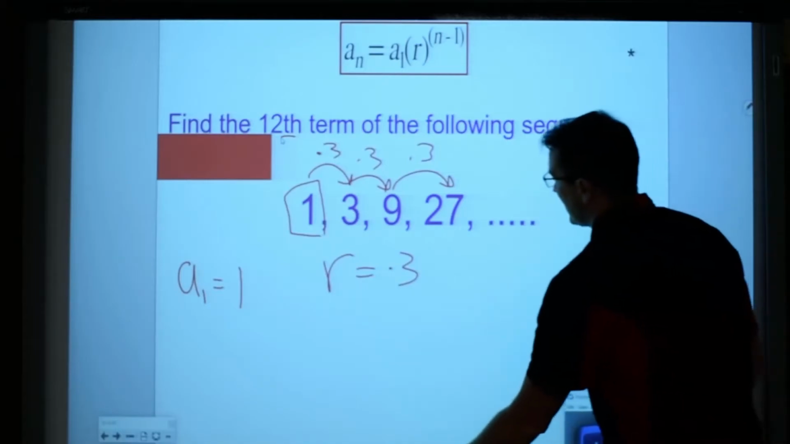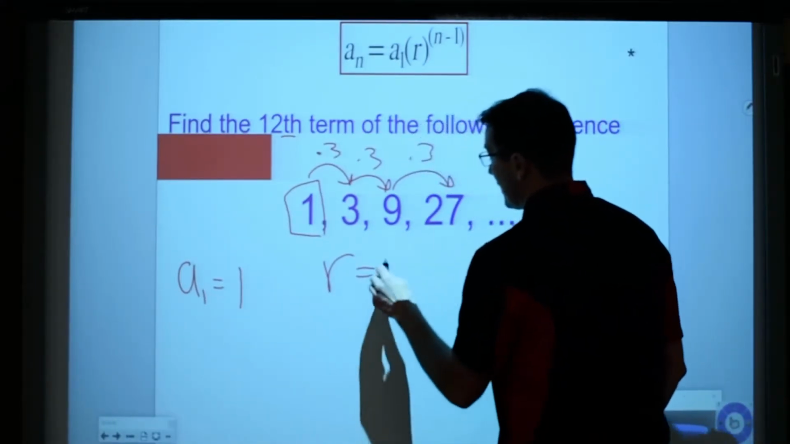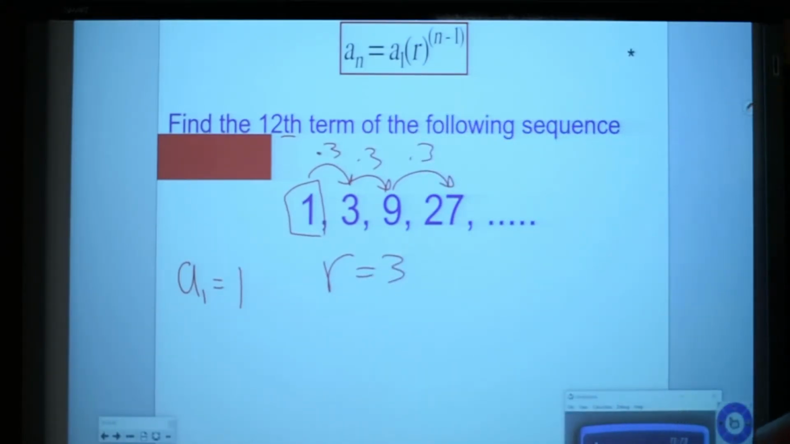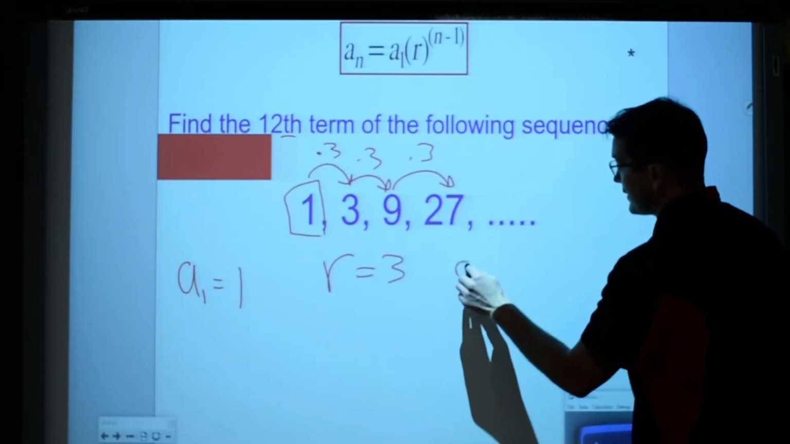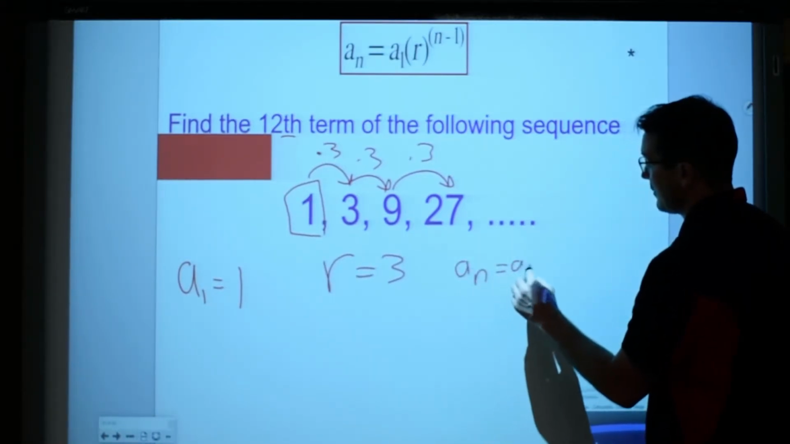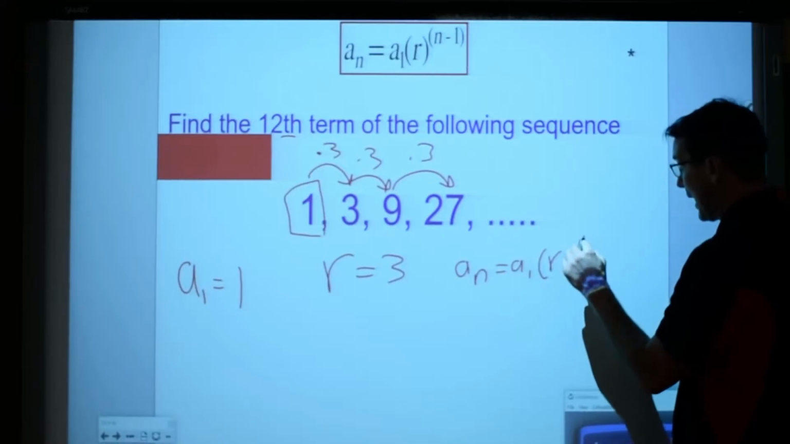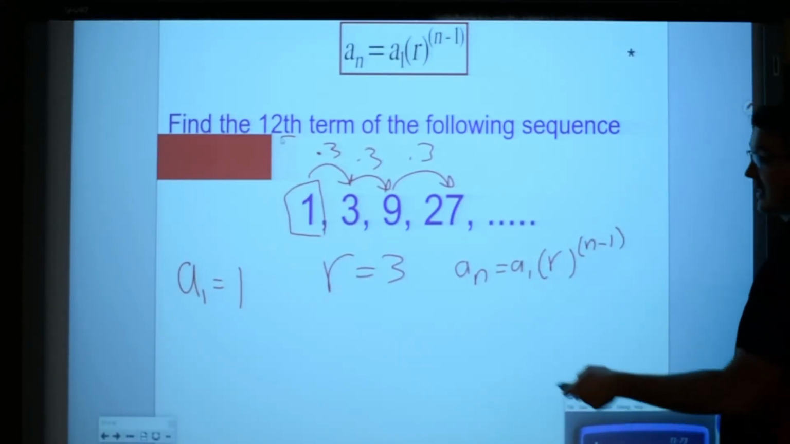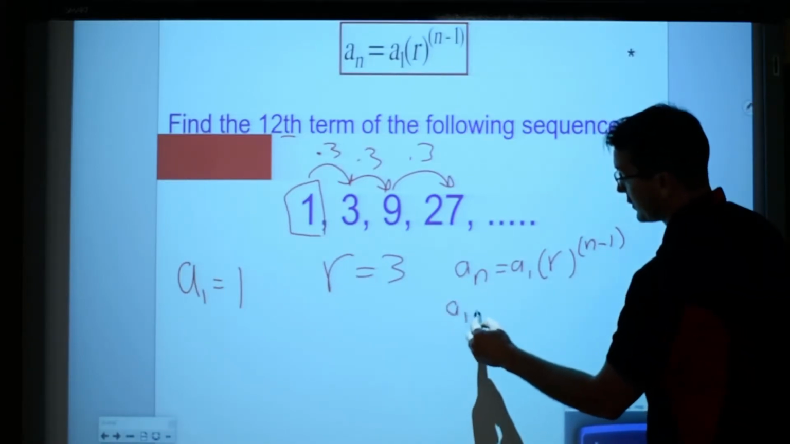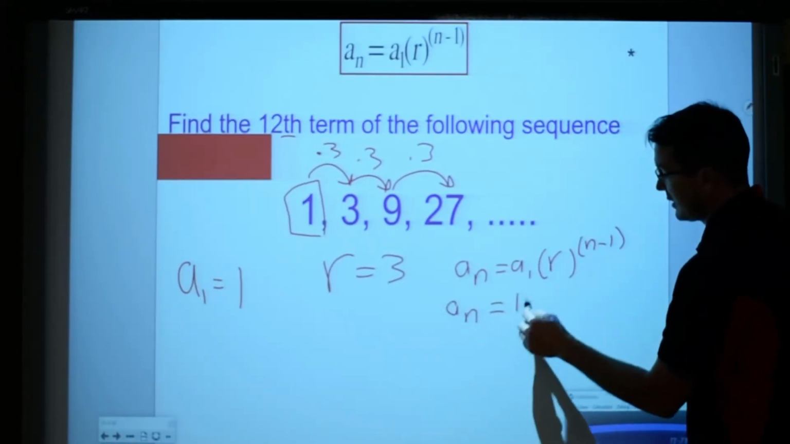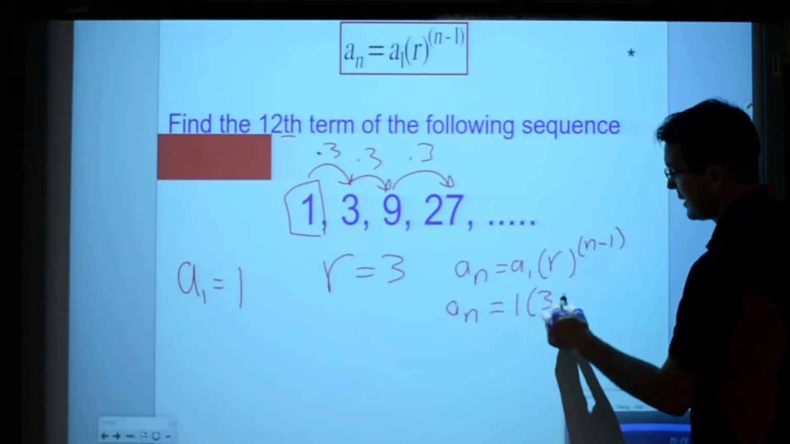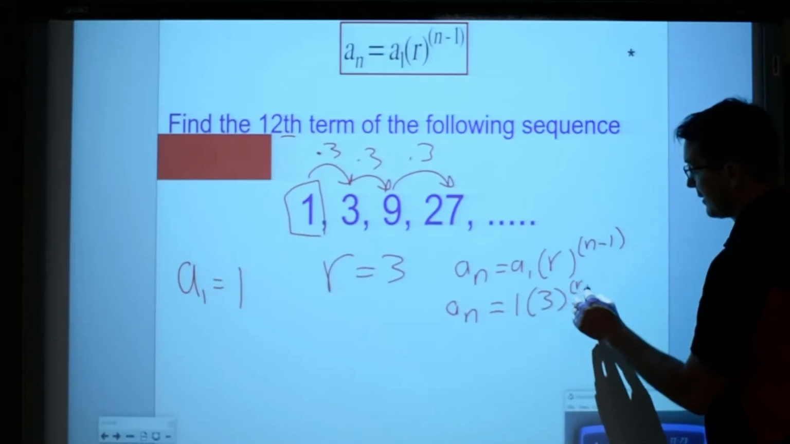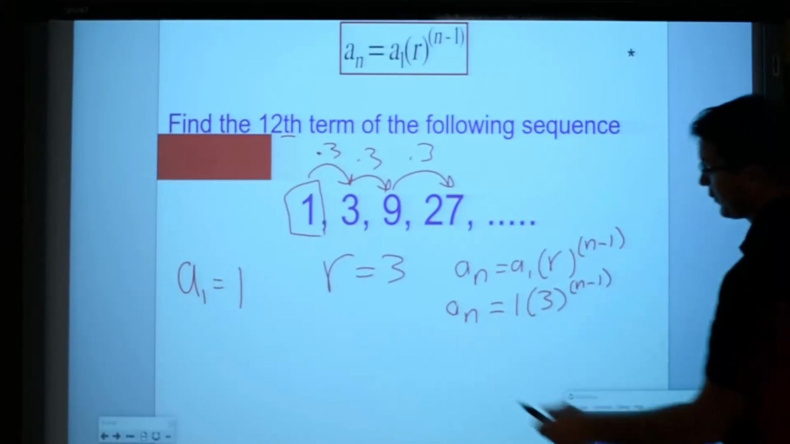Do I need the times 3? No, I can just put 3, because it's assumed that a ratio is multiplication. And now I know my formula is a sub n equals a sub 1 times r to the power of n minus 1. So I just fill in the stuff I need. I need the first term, which we said was 1, the ratio, which we said was 3, to the power of n minus 1. There's the formula.